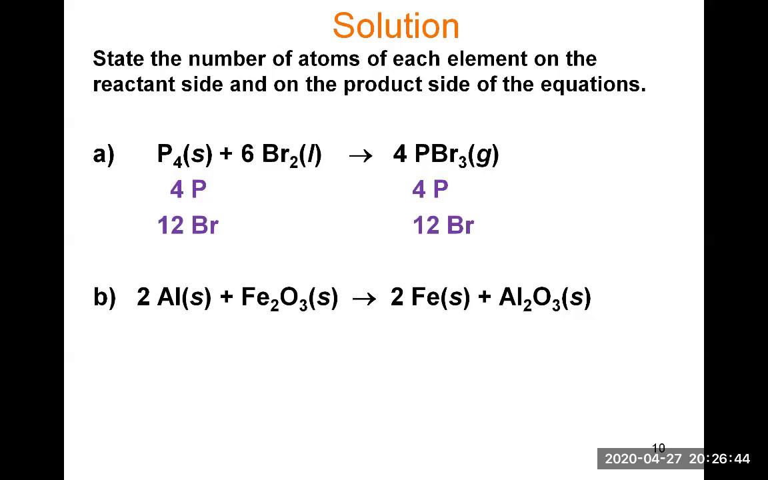On the right side, you have 4 molecules of PBr3, and each molecule of PBr3 has 3 bromine. So you multiply 4 molecules times 3 bromine per molecule, and that's 12. So we have 12 bromine again on the right side. We can say that this equation is balanced, because we have the same number of P's and Br on both sides.